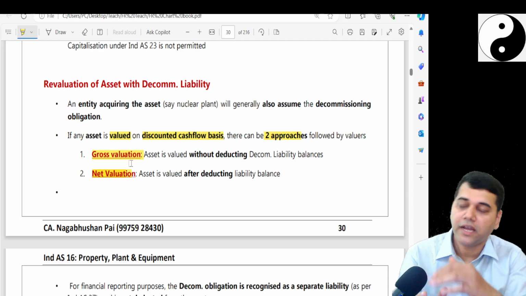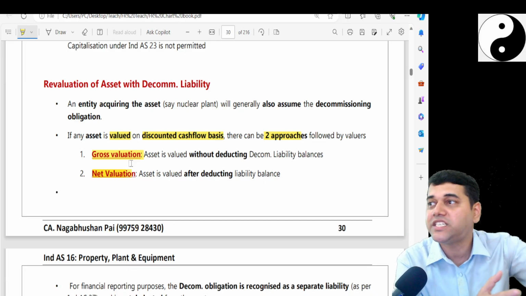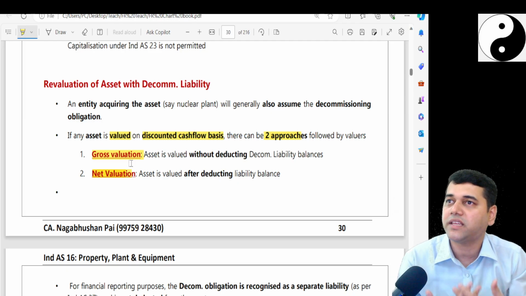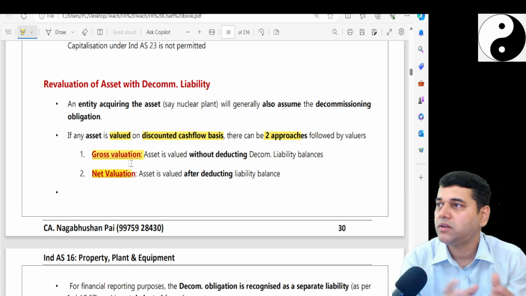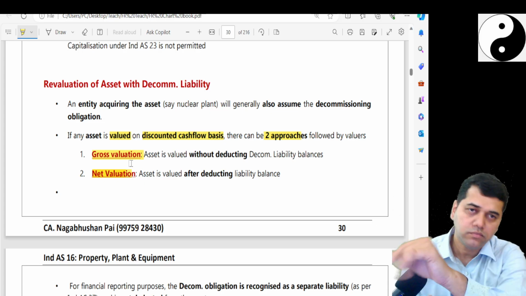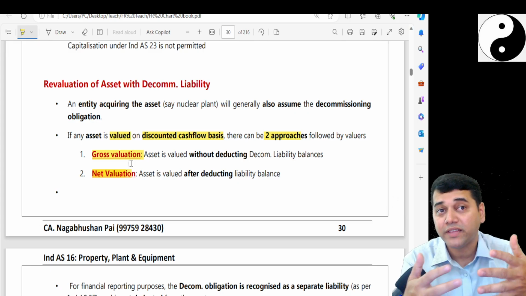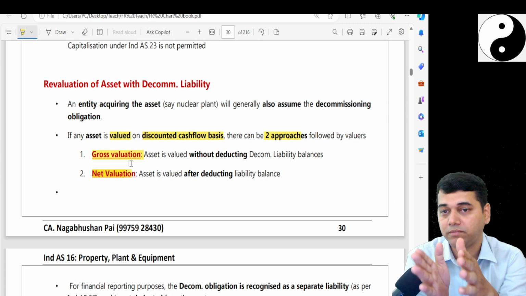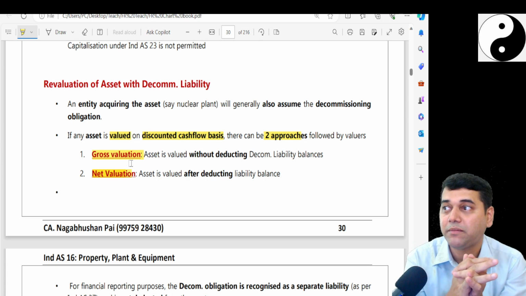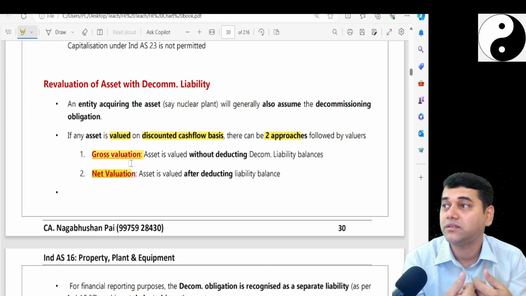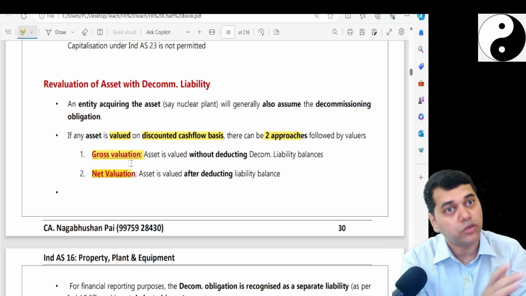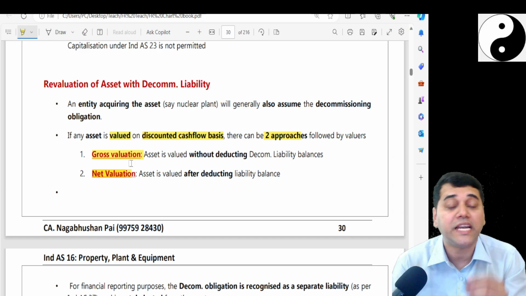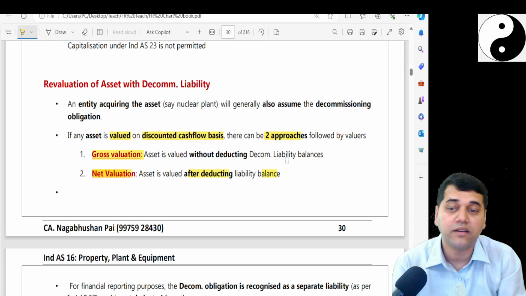Okay, understood. Your point is, if I have pledged it, hypothecated, that I'm not going to talk about. I'm talking about another case where independently I took a loan, I invested in the car. Yes, hypothecation is correct, because they are interrelated. Like this, decommissioning liability is an interconnected liability. It's very difficult to remove it. If you want to sell, you have to sell that liability also. That is why somebody will do net valuation, where they will deduct the liability balance.